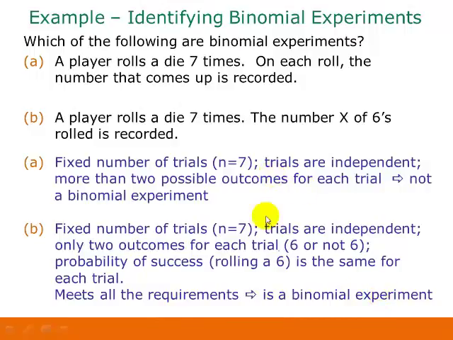If you notice, the difference between these two is that the first one we had more than 2 possible outcomes because we were just recording the number that came up on the die. That gave us 6 possible outcomes for each trial. On the second one, we were only recording whether it was a 6 or not, and that gave us 2 possible outcomes.